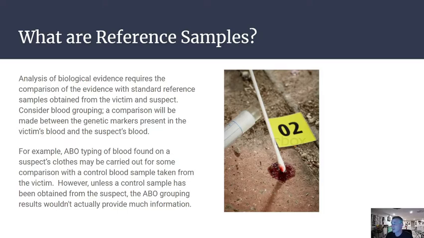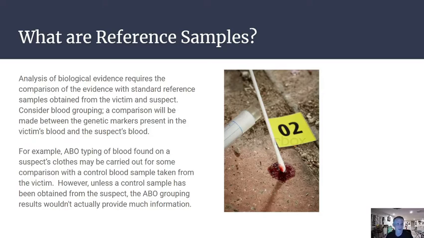But it could also be vice versa. If there's a blood stain maybe on the victim's clothing and it doesn't match the victim, and then obviously we have a suspect, then we'd have to be able to match it to a sample from the suspect.